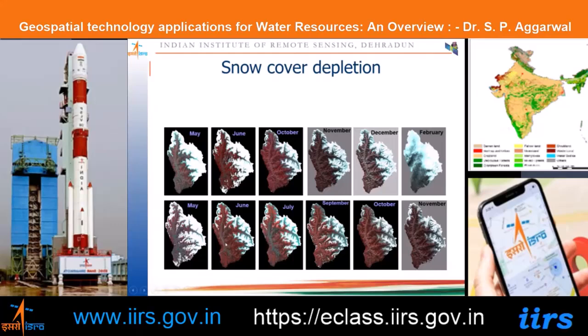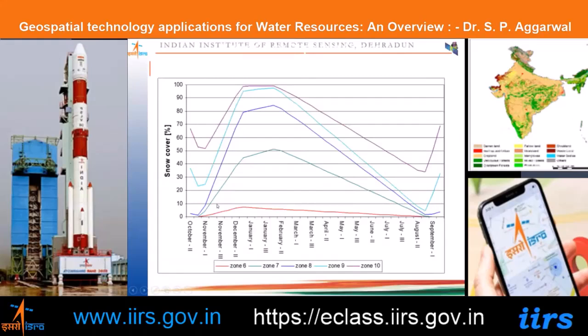May to June, further decrease. June to July, further decrease. July to September, further decrease. October, minimum. Again, it starts increasing. So what I will do, I will generate a snow depletion curve. Now concentrate here on this blue line. In the month of October, it is minimum, 0% of snow cover. In the month of February, 84%. In the month of September, almost 0. So you see it increases up to 84%, then 0.